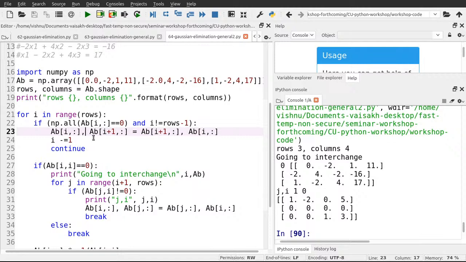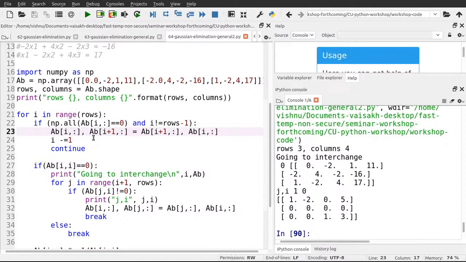Still there is no success. I don't know whether we will be able to solve this issue by writing a simple code. Okay, what is happening here? If np.all in that particular row is equal to 0 and I is not equal to rows minus 1, that is, I is not the last row, then I and I plus 1 should be interchanged and I should be reduced by 1.